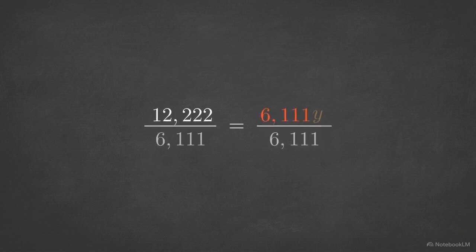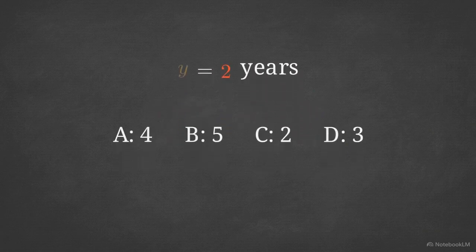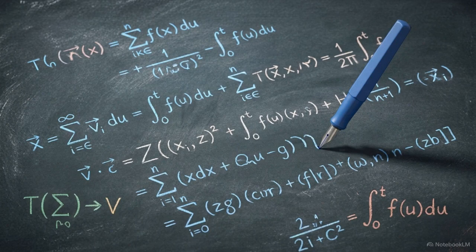12,222 equals 6,111 multiplied by Y. To isolate Y, we divide both sides of the equation by 6,111. That division gives us exactly 2, so Y is 2 years. Looking back at our options, that means the correct answer is option C. Writing out each of these small steps during the exam helps you avoid simple errors in your calculations.